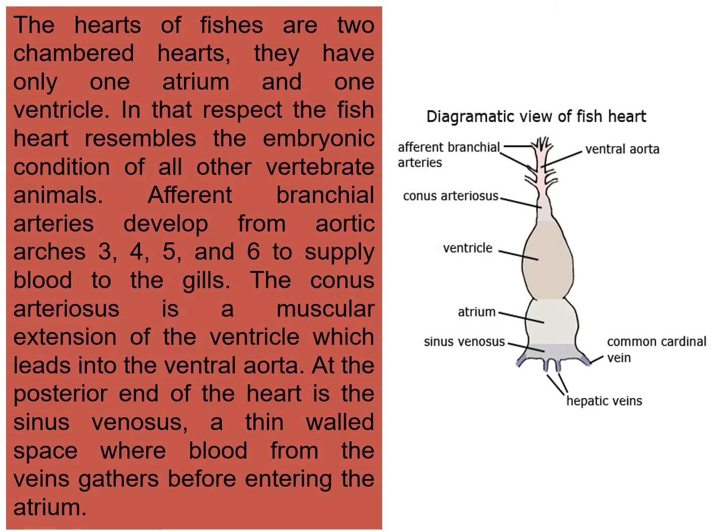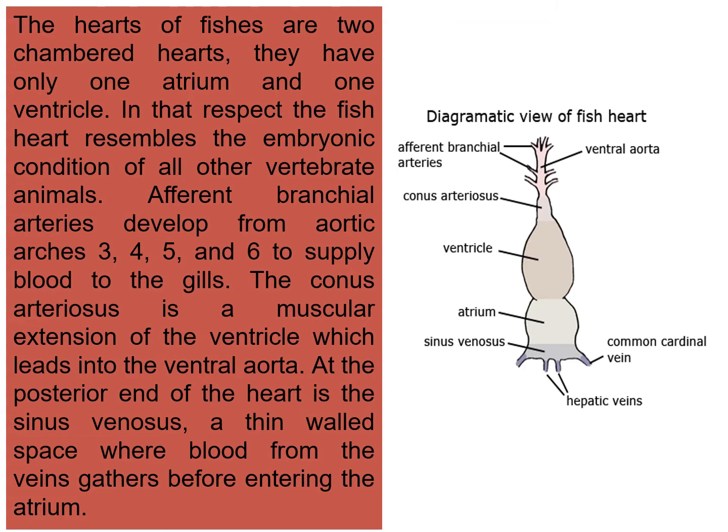The hearts of fishes are two-chambered hearts. They have only one atrium and one ventricle. In that respect, the fish heart resembles the embryonic condition of all other vertebrate animals. Afferent branchial arteries develop from aortic arcs 3, 4, 5, and 6 to supply blood to the gills. The conus arteriosus is a muscular extension of the ventricle which leads into the ventral aorta.